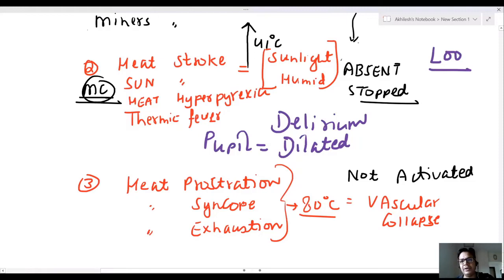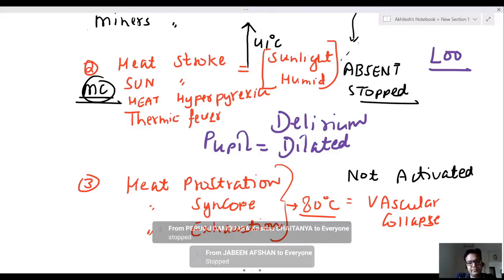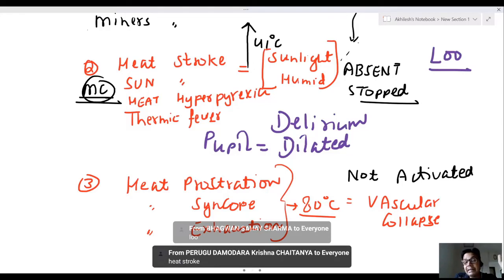Now, Dr. Saab, I'm putting some questions, then you will realize. Sir, see, if a person is working in sunlight, in an increased humidity environment, having infection, and suddenly goes into an unconscious state, pupil is dilated, what is the mechanism? Sweating activated, and after activation it got stopped. What is the name of this condition? Heat stroke.